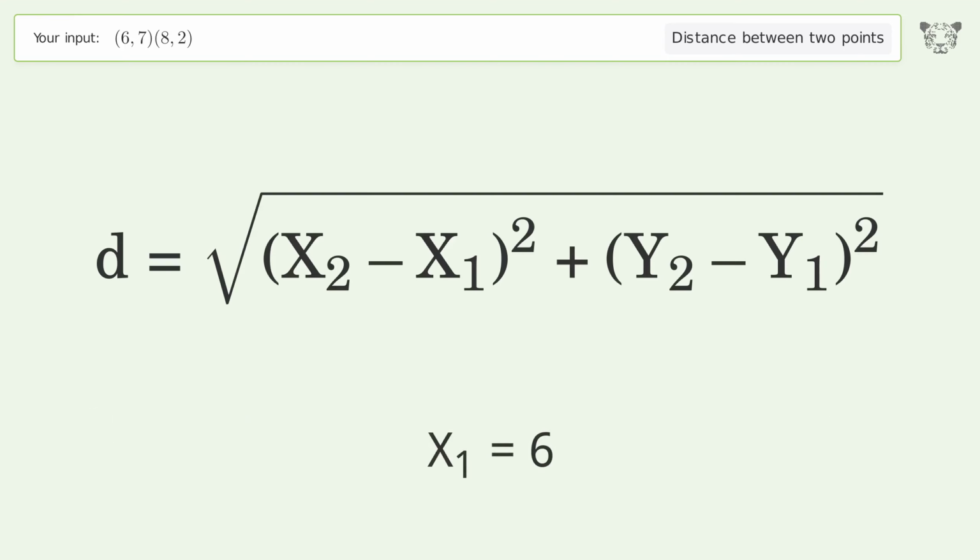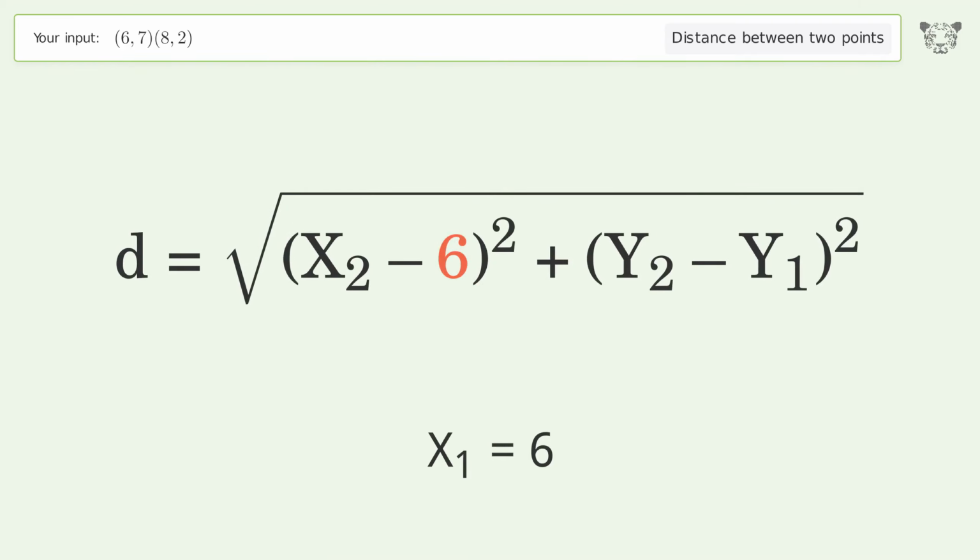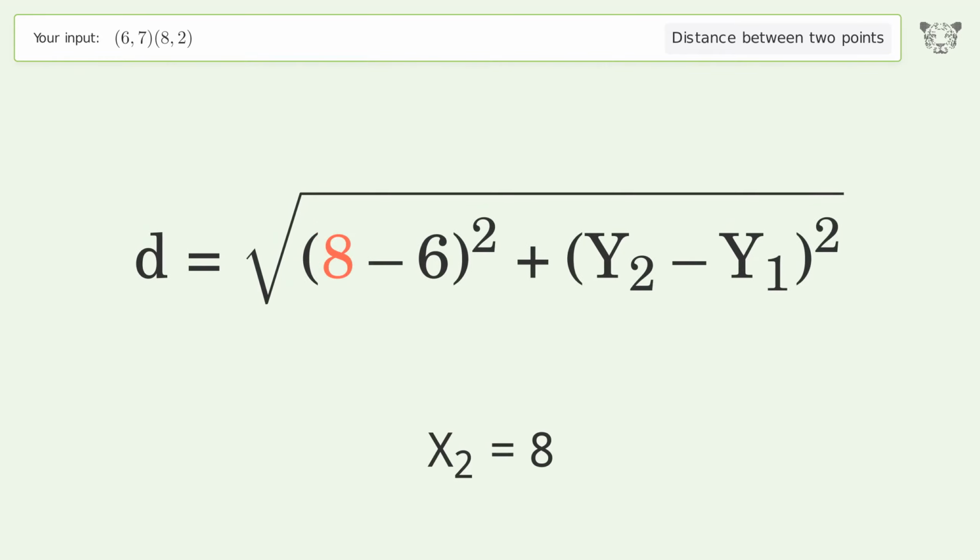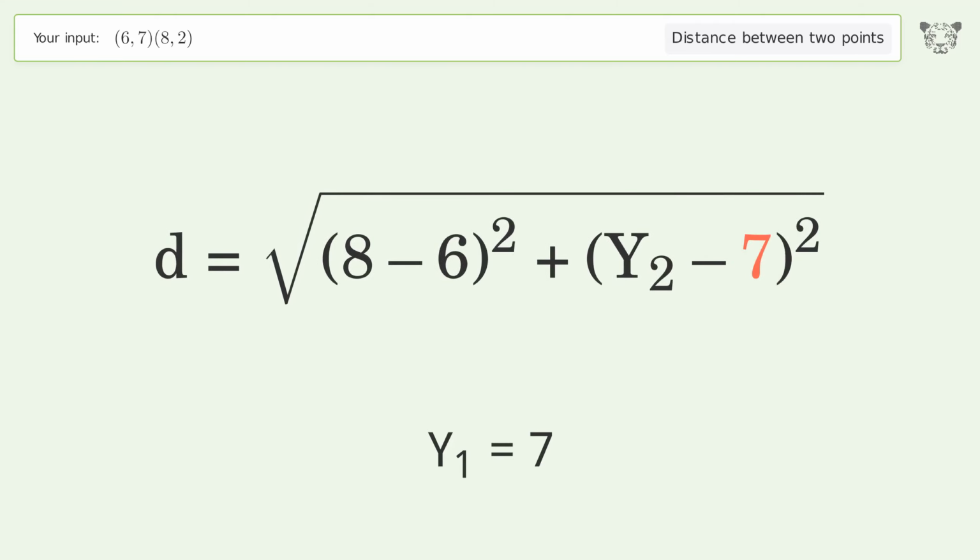x1 equals 6. x2 equals 8. y1 equals 7. y2 equals 2.